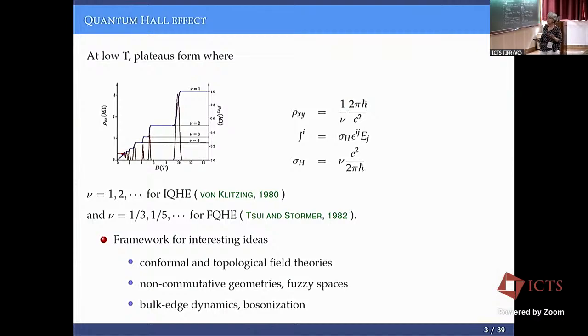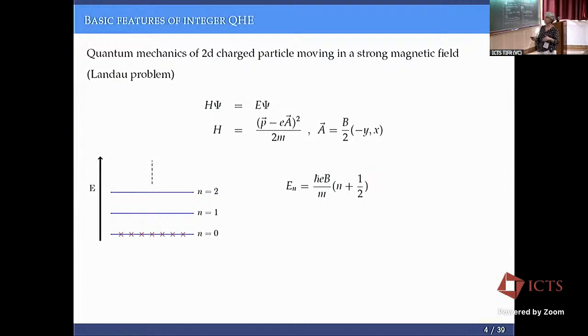Okay, so we'll start with free electrons. And in fact, because we have a very strong magnetic field, the spin aligns along the magnetic field, so we can neglect the spin degree of freedom. So essentially, we have two-dimensional charged particles moving in a strong magnetic field. This is the so-called Landau problem. So we solve a Schrödinger equation. This is the simple Hamiltonian.